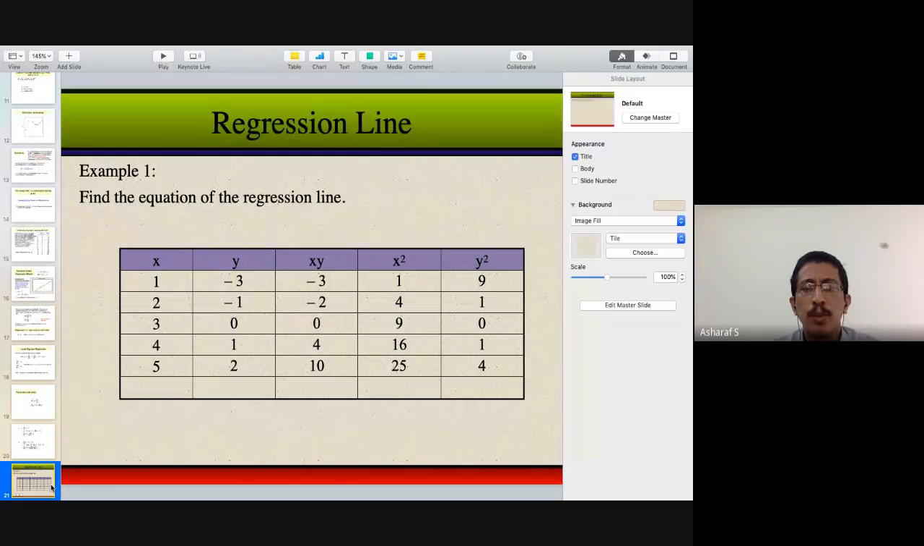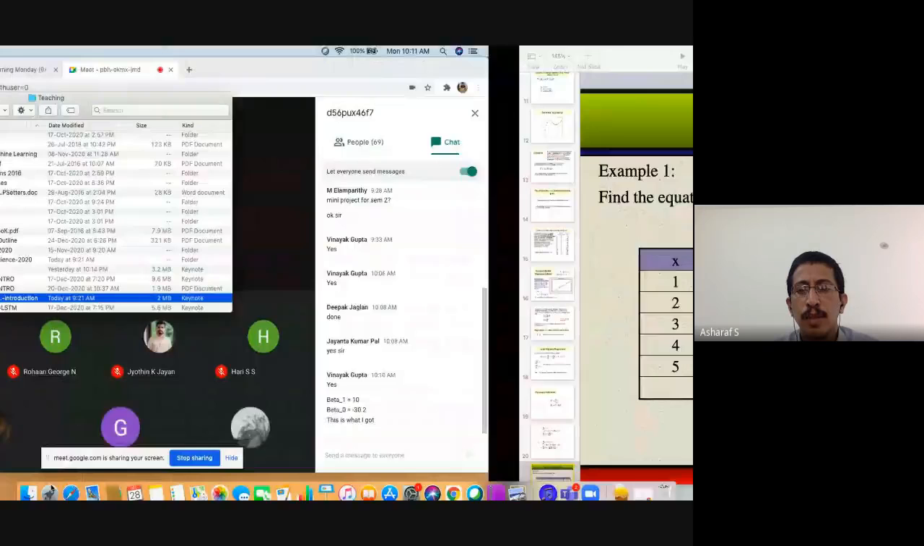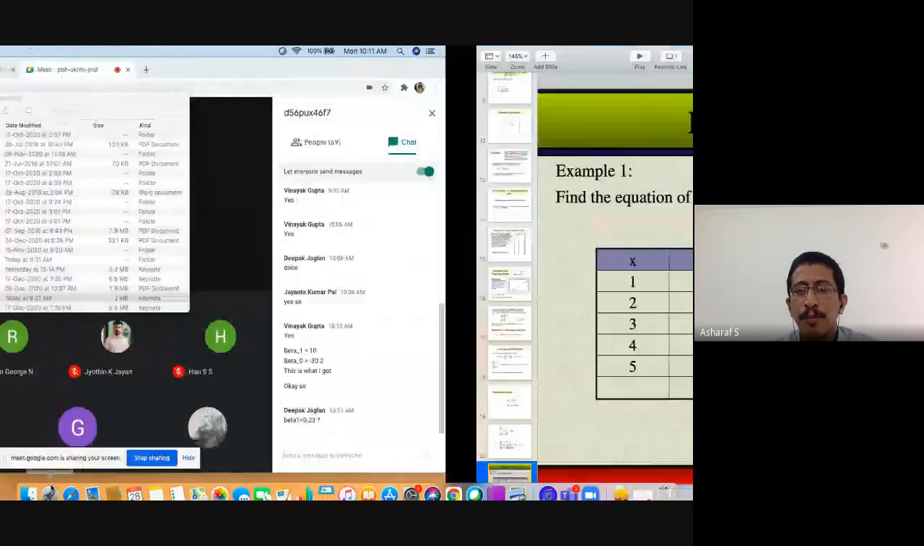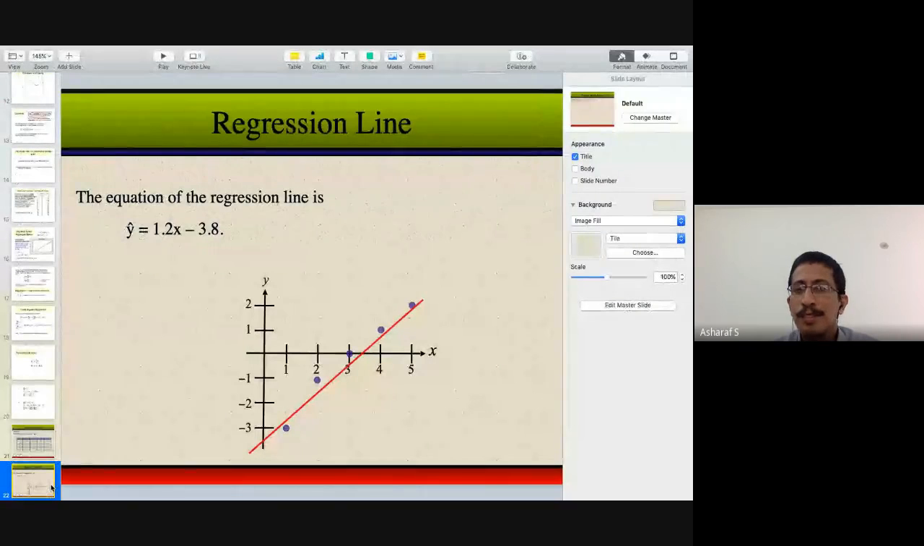I want at least one person to get this. You should get this. This is what it is. I did that yesterday. I have a piece of paper. This is basically simple. You will get beta 1 equal to 1.2 and beta 0 equal to minus 3.8. Beta 1 is equal to 1.2 and beta 0 is minus 3.8.